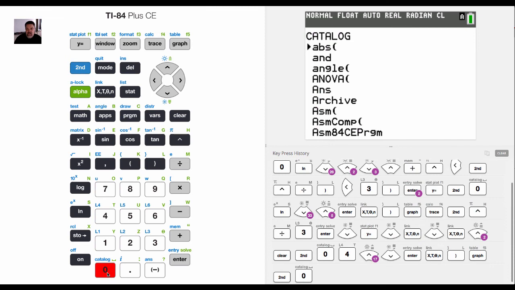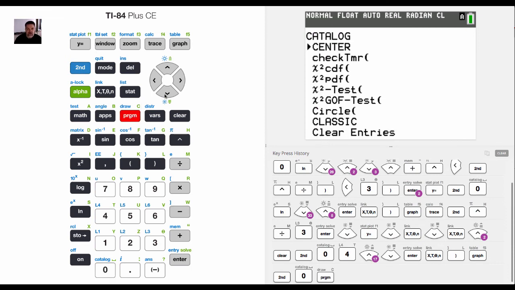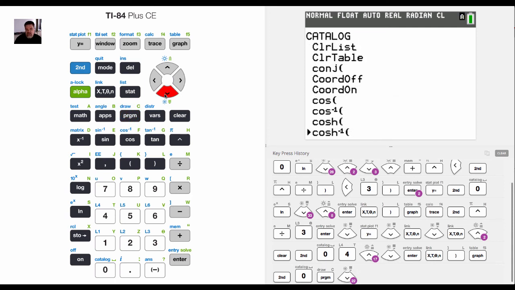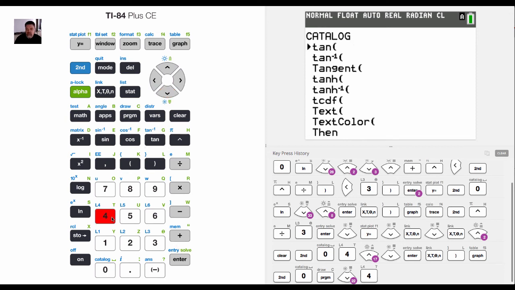If you go to second catalog and you want hyperbolic cosine, you go to C, just scroll down till you get cosh. There it is. Those are the hyperbolics and the corresponding inverse for cosine. And then for tangent, you do the same thing. We're going to go to T. And here they are. Hyperbolic of tangent and the inverse of the hyperbolic of tangent. Okay? And that's it.